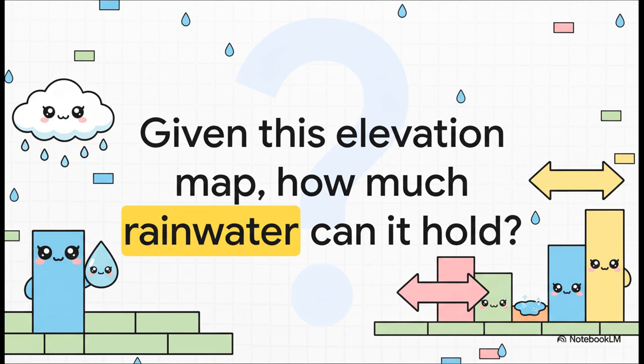So just look at this picture for a second. Imagine it just poured rain. You can see how the taller bars create these little valleys, right? The question is, how much water is actually stuck in there? I mean, just eyeball it for a sec. What would you guess? This is the exact puzzle we're going to break down and solve, step by step.